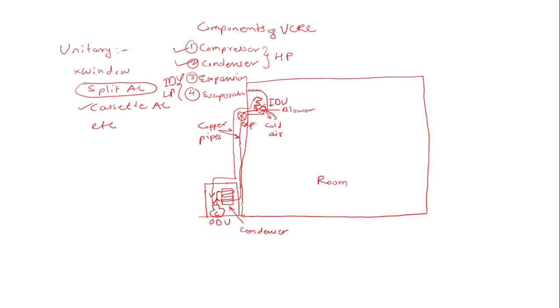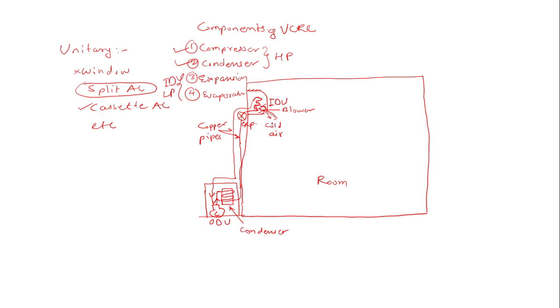Now the refrigerant is flowing over here. It goes to the condenser, from the condenser it will go to the expansion valve, from the expansion valve it will go to the evaporator, and from the evaporator it will be given back to the compressor, sorry, fine.